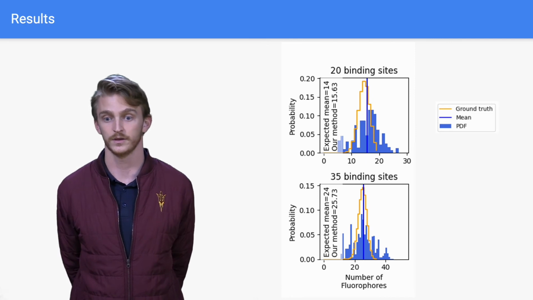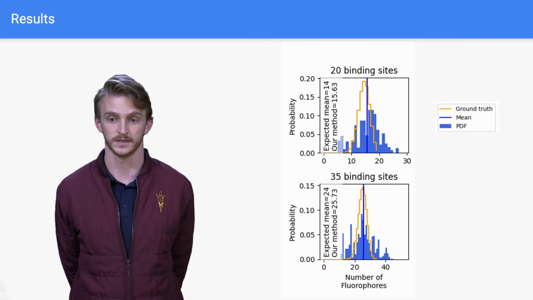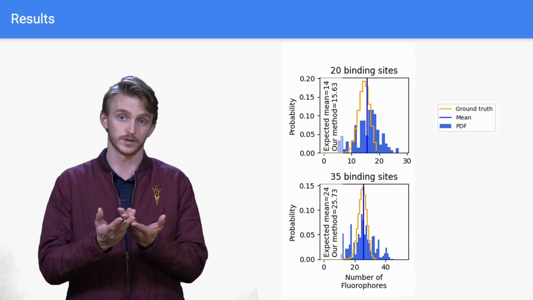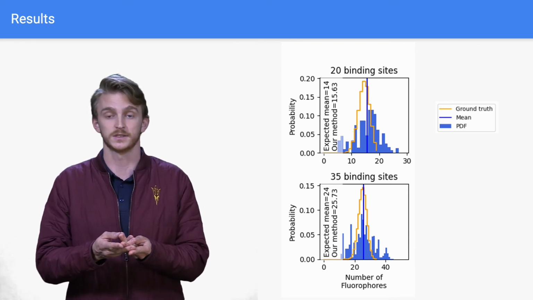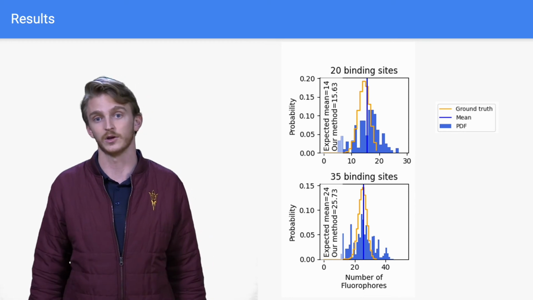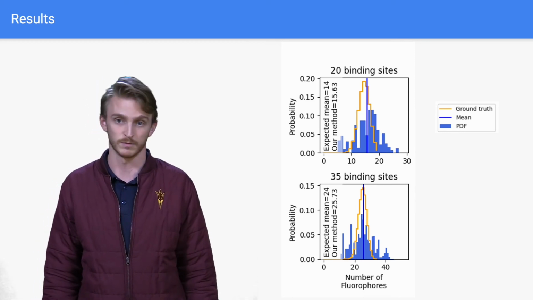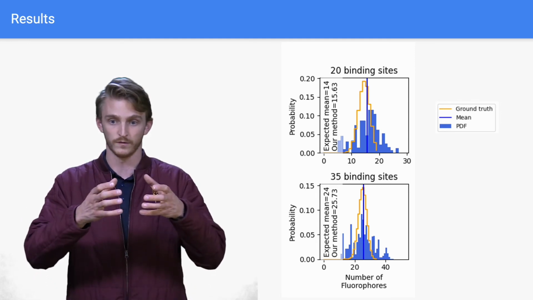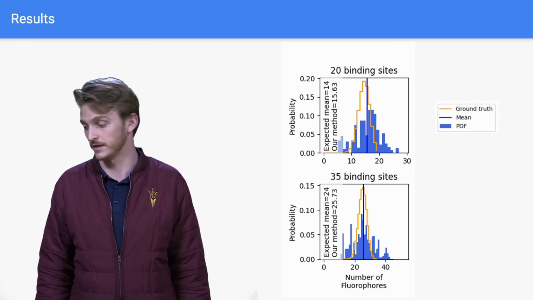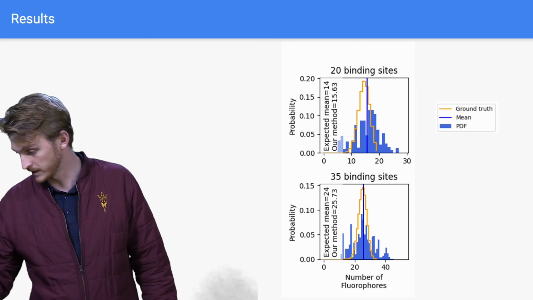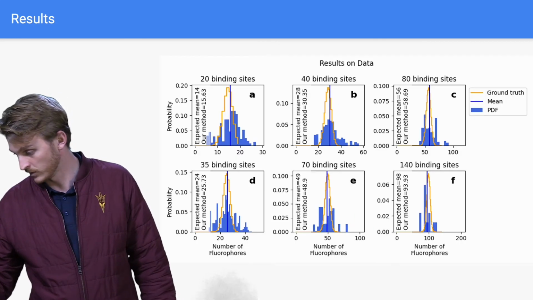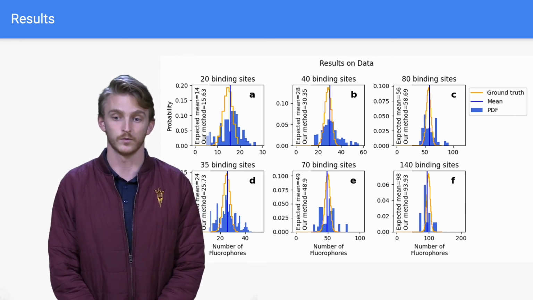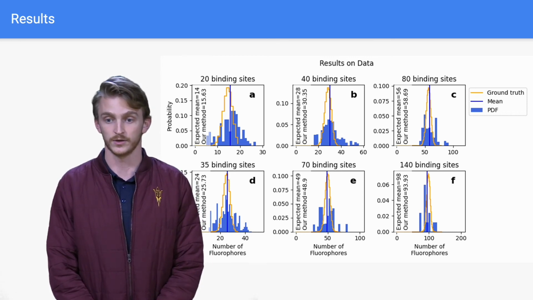Now, we have 35 and 20 binding site data, but we can add up the brightness of 2 ROIs in order to simulate a semi-empirical data set with a larger number of fluorophores. For example, by adding 2 20 binding site data sets, we can create one 40 binding site data set. So, analyzing the semi-empirical data, we can show that our method allows us to count up to 100 fluorophores very accurately.